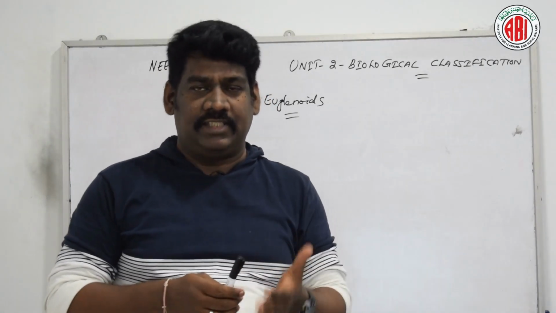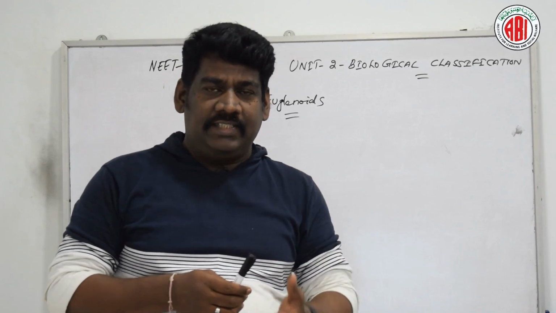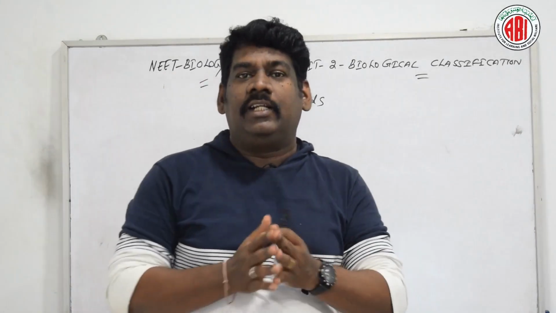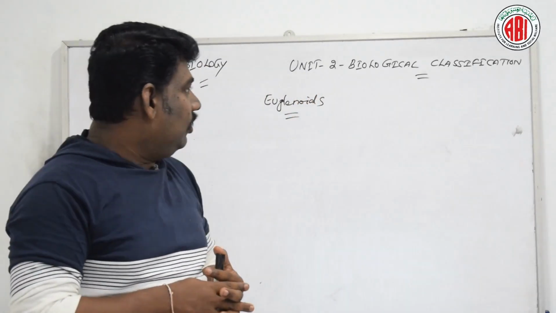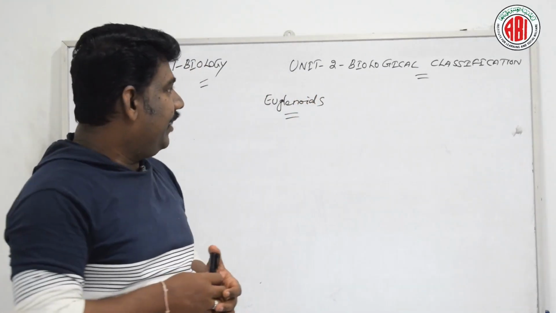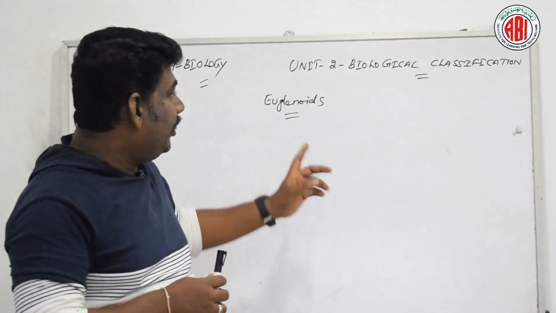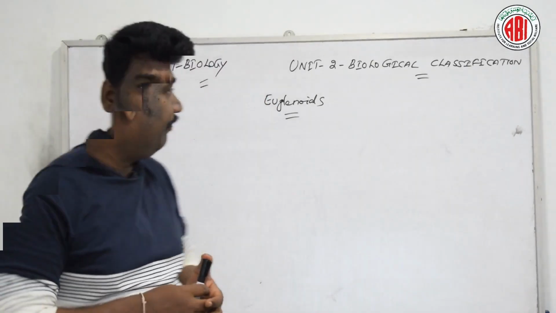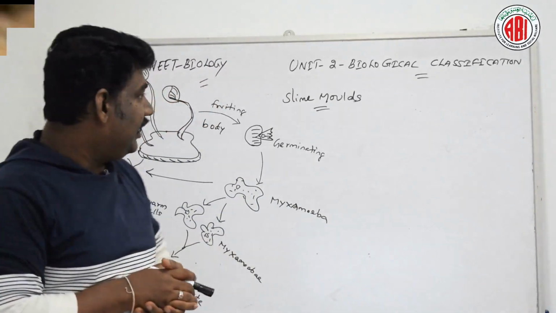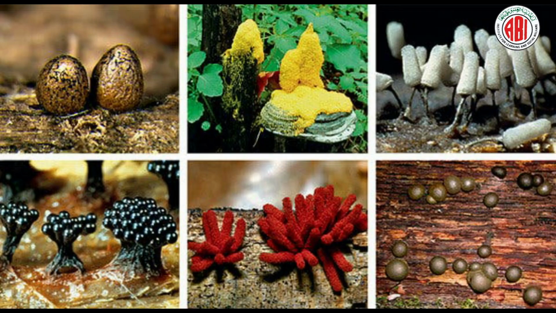Based on that, we are discussing biological science and chemistry theory part as well as the NCERT solutions. So in that category, today we are going to discuss Unit 2, Biological Classification, chapter number 2. Now we are going to discuss slime mold.